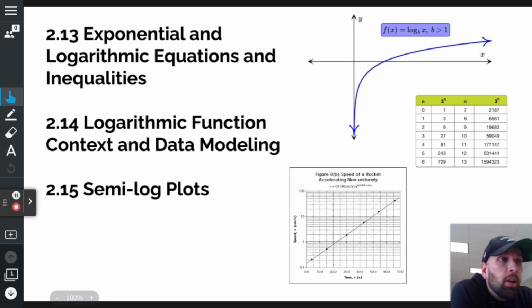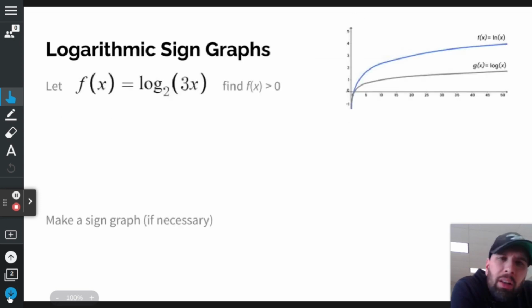We are finishing up Unit 2 in AP Precalculus. We're going to talk a little bit about some exponential log stuff. We're going to talk about semi-log plots. What is that? We'll find out. Let's talk about two things. The first thing I want to talk about is logarithmic sign graphs.